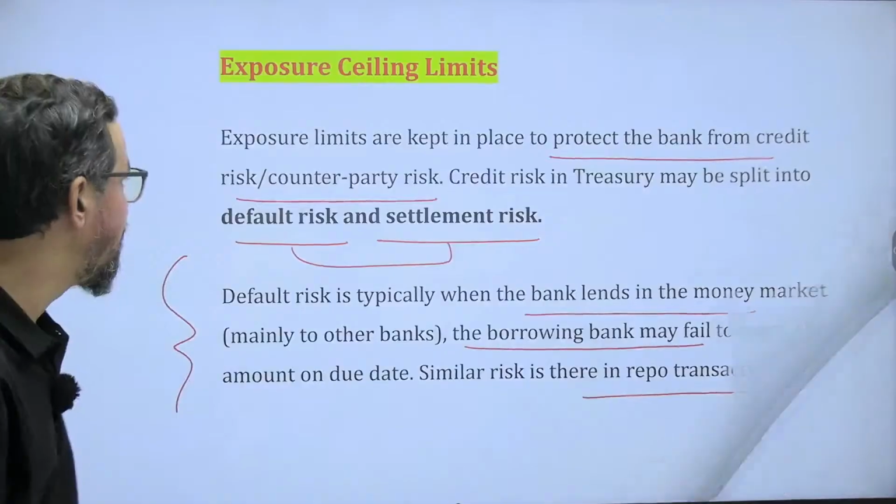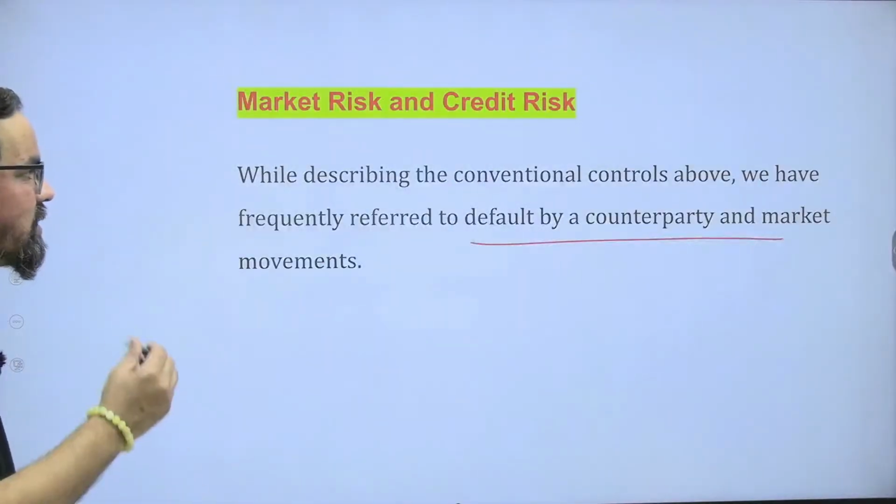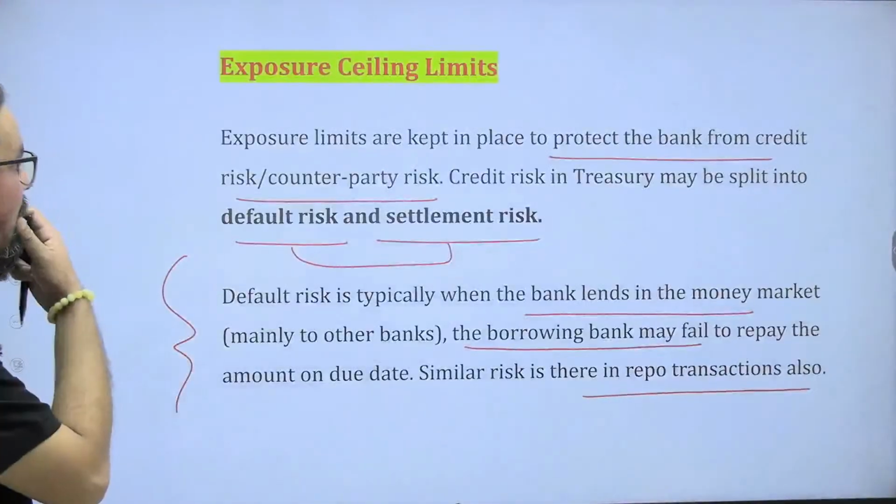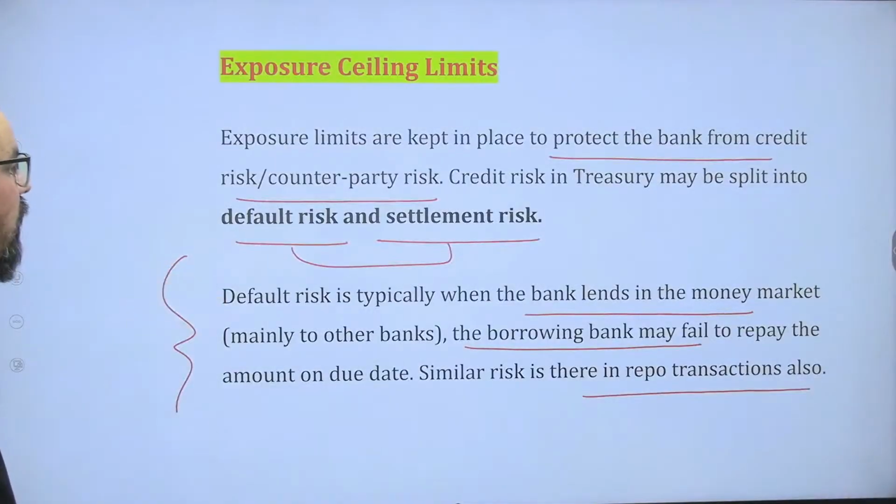Let's move ahead, guys. Market risk, sorry, I have skipped one. Exposure ceiling. Exposure ceilings are kept in place to protect the bank from credit risk or counterparty risk.